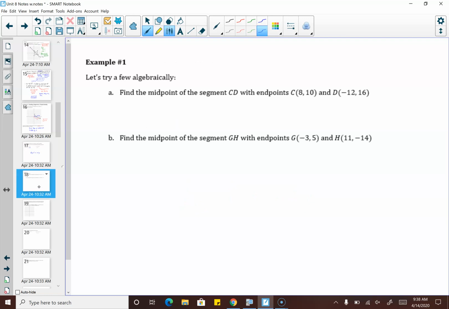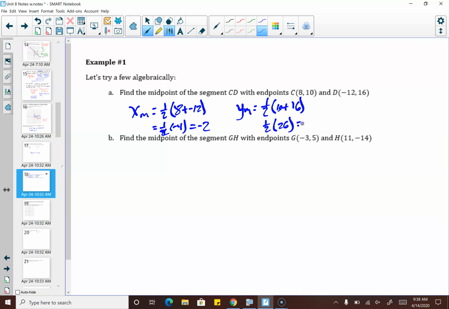So let's find the midpoint of segment CD with the endpoints C (8, 10) and D (-12, 16). So if we want to find the x part of our midpoint, it's going to be half of 8 plus -12. Well, that gives us half of -4, which is -2. Then for our y midpoint, it will be half of 10 plus 16. So that gives us half of 26, and half of 26 is 13. So therefore, our midpoint would be (-2, 13).